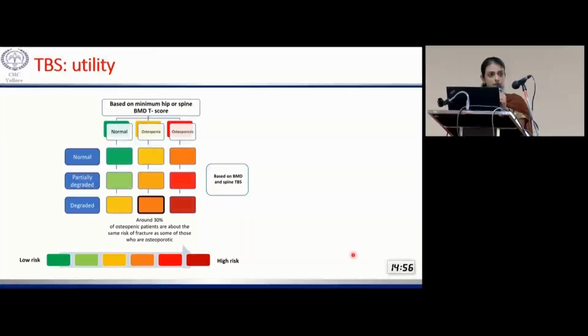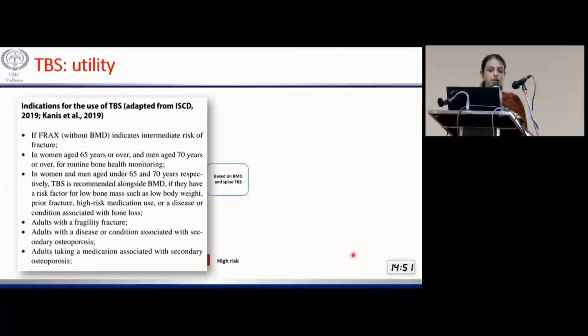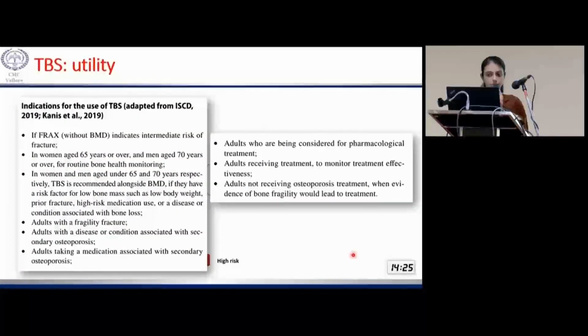So around 30% of those who are not osteoporotic will fracture, and that is why it is recommended to use TBS in the elderly, like women more than 65, men more than 70. If they are below these age cutoffs, then if they have another cause for low bone mass, like a low body weight or glucocorticoid use, or if they have a fragility fracture, any other condition that is associated with secondary osteoporosis, it is recommended to do a TBS, or if they are planned for therapy.